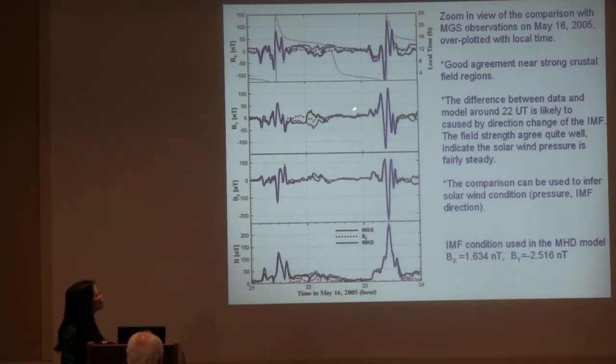You can see our model is doing a very good job near the strong crustal field region. The difference around 22 UT is likely to be caused by the IMF rotation, but the field strength is not varying significantly, indicating the solar wind pressure is fairly steady.